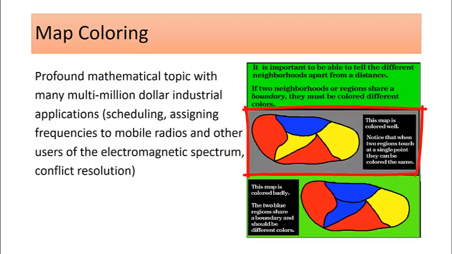So the graph that we see on the top is colored well. Notice that when two regions touch at a single point, they can be colored the same color. The coloring on the bottom is colored badly. There are two blue regions that share a boundary, and therefore they should be given different colors.